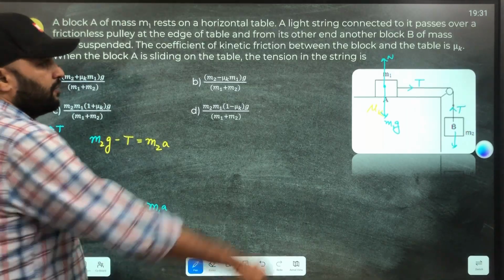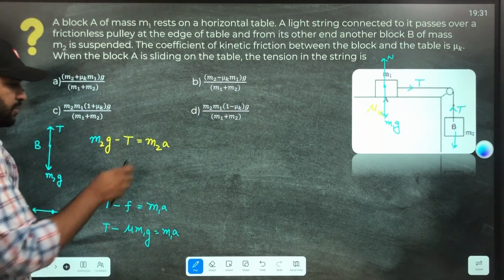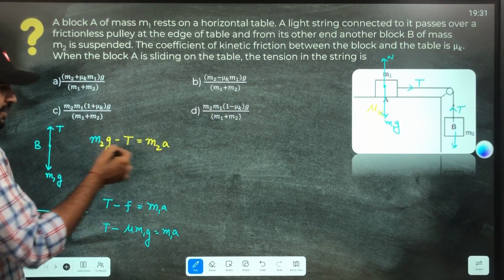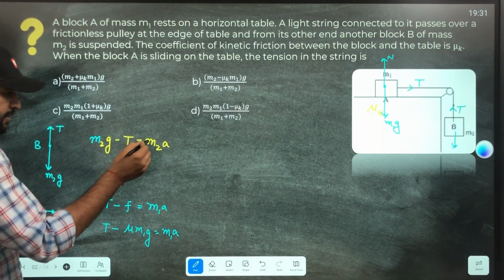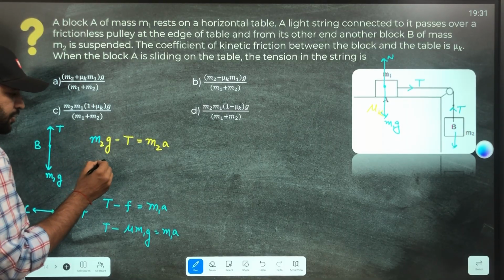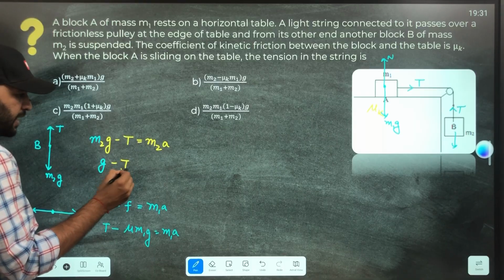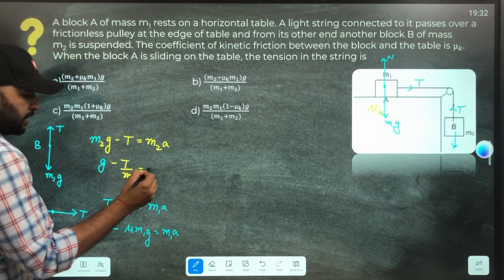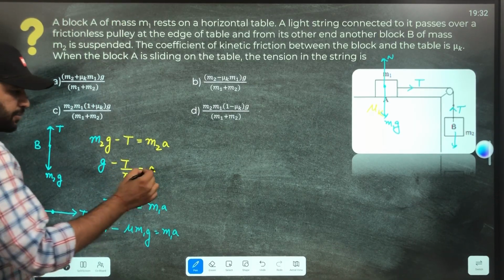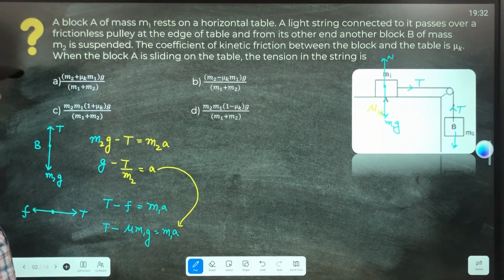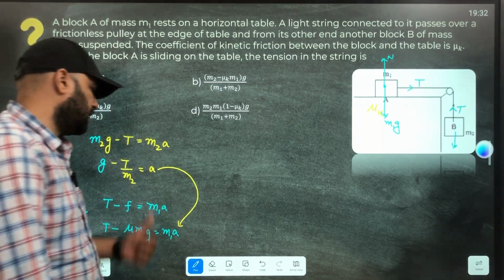Now what we will do, we have to find the tension and not the acceleration. So let's eliminate the acceleration. Let me take this m2 on the other side. So this will be dividing the whole equation by m2. This will be g minus T by m2, that's equal to a, correct? Let's substitute this value of a over here and simplify to get the value of tension T.